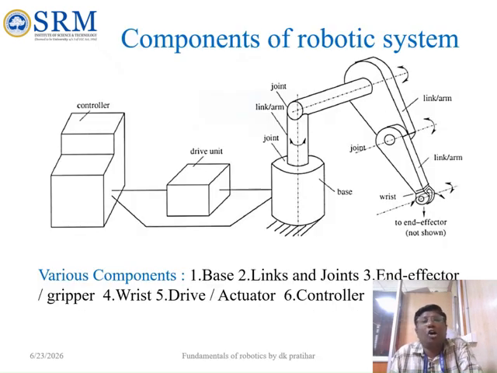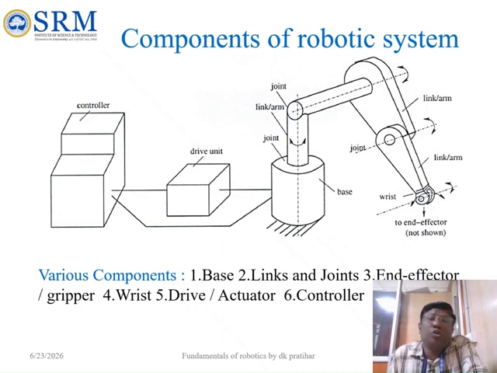And if you look at the components of a robotic system, a robotic system will have one controller and drive unit, and you will have one base and link or arm, and the link will be connected to the base with the help of a joint. Similarly these two links are connected by a joint, and here also a link or arm is connected to another link by a joint. And you will have one wrist, that is the end effector. The end effector, whatever purpose you want to use it for, will be used for that.